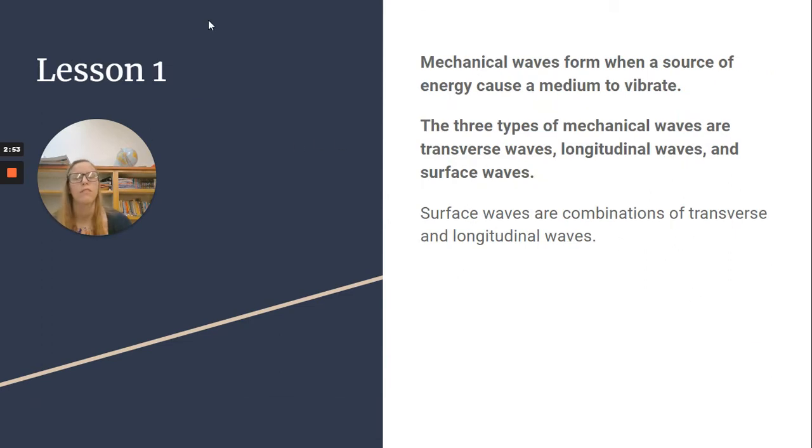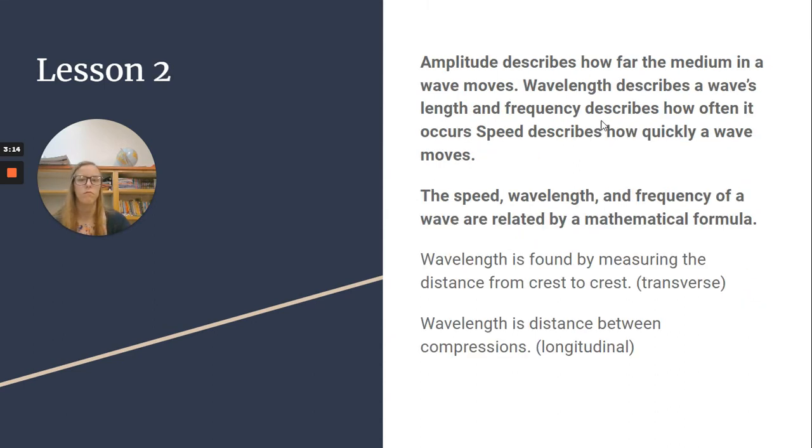So then we have our two key points from lesson 1. Mechanical waves form when a source of energy causes a medium to vibrate. The three types of mechanical waves are transverse waves, longitudinal waves, and surface waves. And then remember, surface waves are combinations of transverse and longitudinal waves.